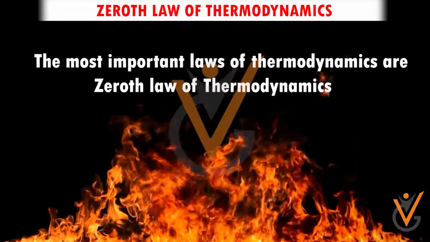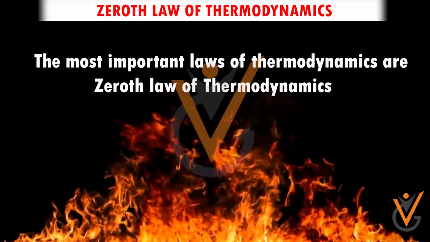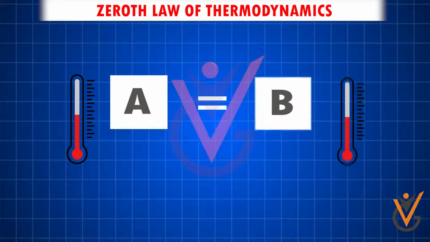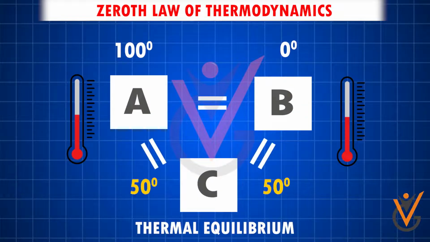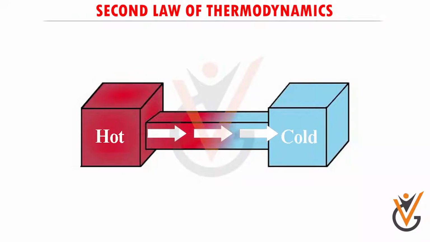The most important laws of thermodynamics are: Zeroth law of thermodynamics. The zeroth law of thermodynamics states that if two bodies are each in thermal equilibrium with some third body, then they are also in equilibrium with each other. First law of thermodynamics. The first law of thermodynamics states that energy cannot be created or destroyed, but it can be transferred.